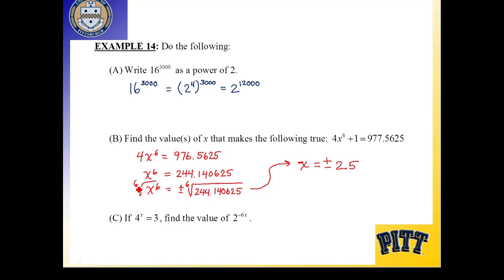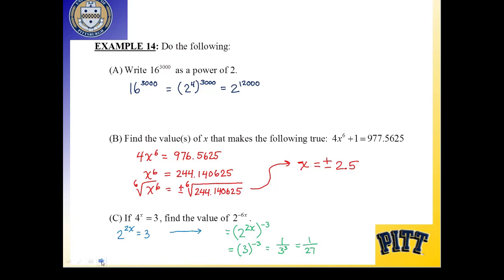If 4 to the x equals 3, find the value of 2 to the negative 6x. Now, there are ways to deal with this problem once we get into chapter 3 and we go back to dealing with logarithms and exponential functions. We're not there yet. Okay? But some of these exponent rules can help you solve this equation without having to go into logarithms. For instance, in this problem here, 4 is the same thing as me saying 2 to the 2x power, because 4 is 2 squared, and 2 squared raised to the x power means I would take the exponent of 2 and the x and multiply them together. So I know that 2 to the 2x power is 3.